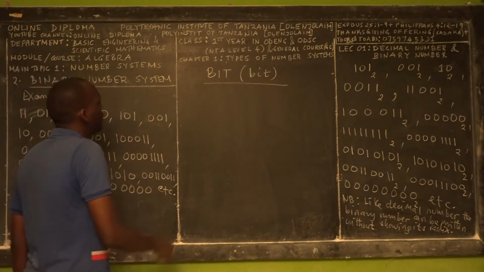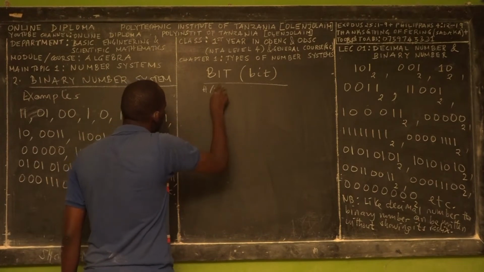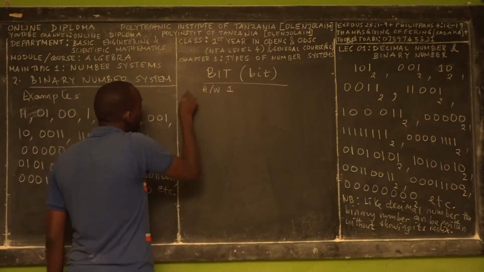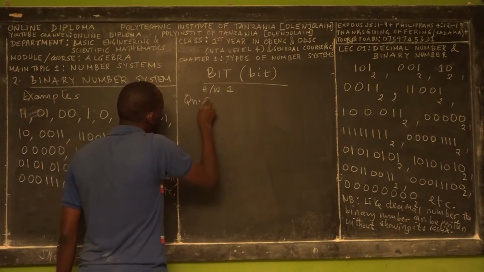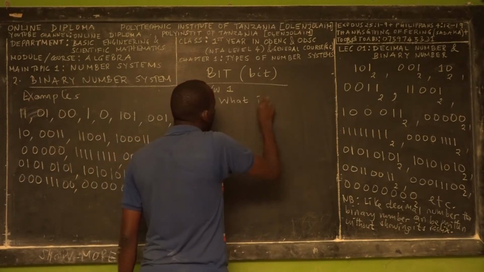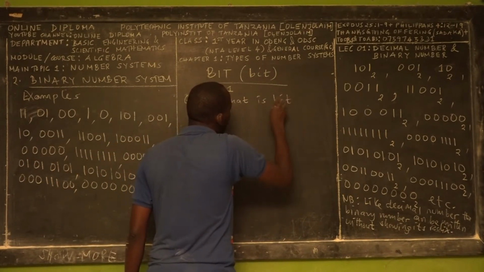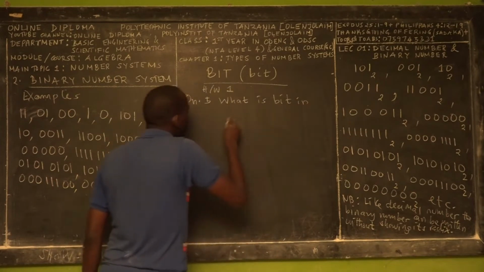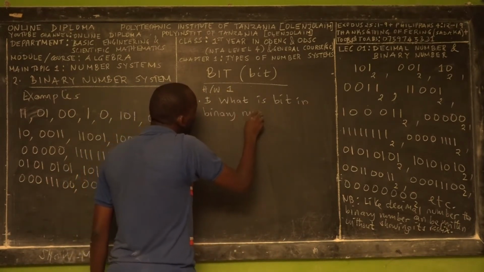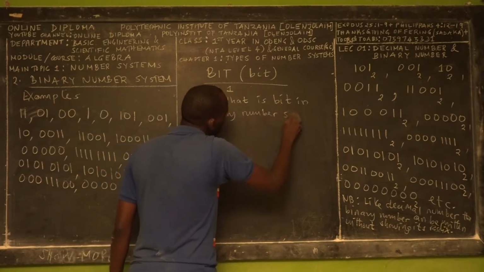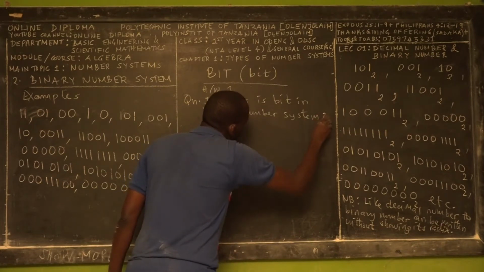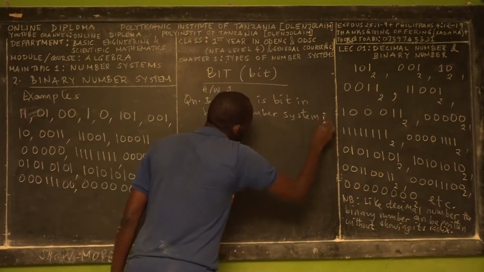So I think that I should leave the homework here. This is homework for lecture 1. Then this will be question 5. What is the meaning? What is bit in binary number system? What does the word bit mean? But I will explain to you where we get it.